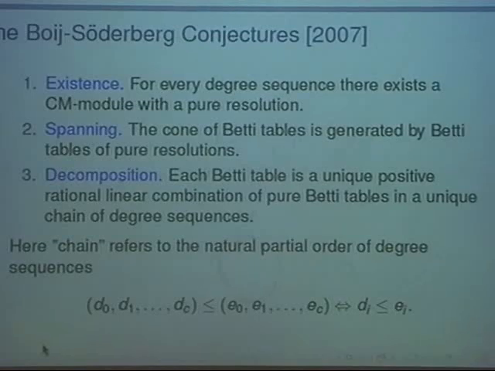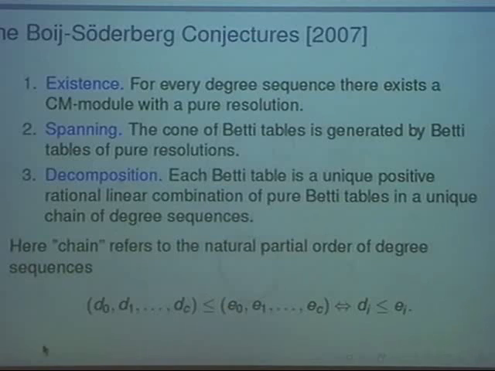First, the existence: for every degree sequence, there exists a Cohen-Macaulay module with a pure resolution of that degree sequence. The second is that the cone of Betti tables is generated by the tables of these pure resolutions, so they form the rays in the cone. And then it's even better, there's a decomposition. Each Betti table has a unique positive rational linear combination of pure Betti tables. That there's some linear combination of pure Betti tables is clear by 2, if we believe 2. But here it's unique.